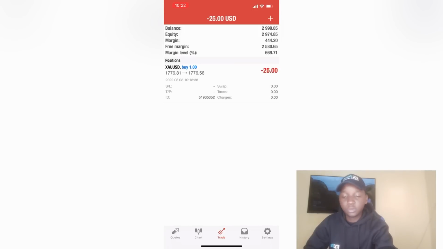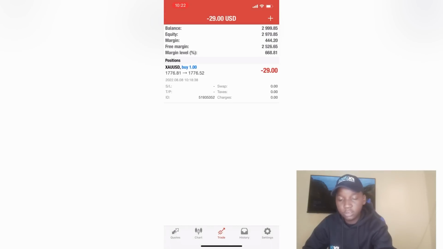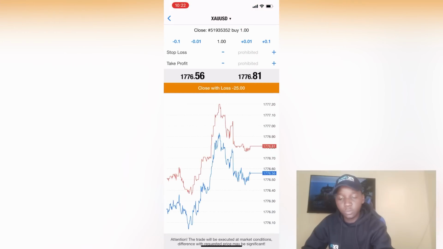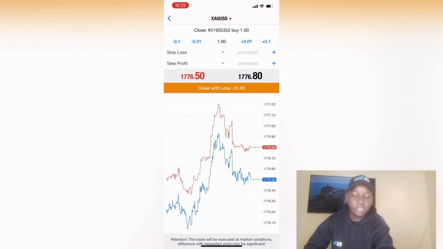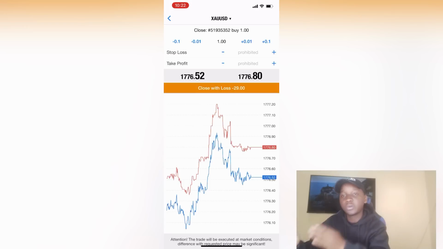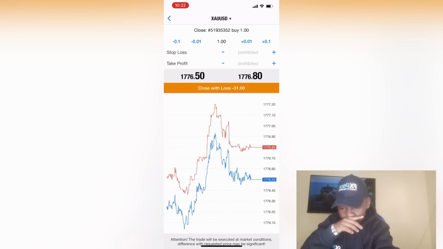The first method, you long press on the order, then you go to close. The second method is you swipe towards the left side, and then I go to the tick, and then I close with a loss, negative $25. If I were closing this order in profit, it would have told me close with profit of like $30, $10, $4, or whatever the value.